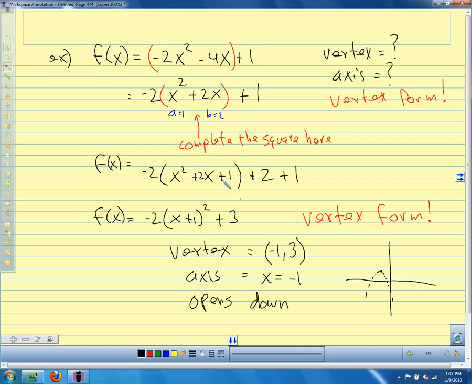That turned out positive because this was -2, so we had to add a 2. But it might be different. Colin asked, are we always adding here? If this were a +2, then +2 times +1 would be 2. So I'm adding 2 to the equation, so I'd have to subtract 2 outside. I have to undo whatever I've done to it.